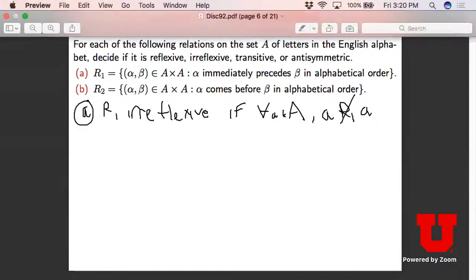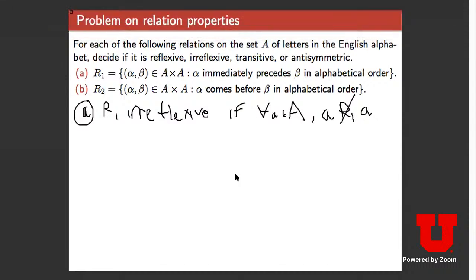Okay, so it is irreflexive, because no letter precedes itself. So no letter is related to itself because no letter precedes itself. Therefore, it's irreflexive. All right.